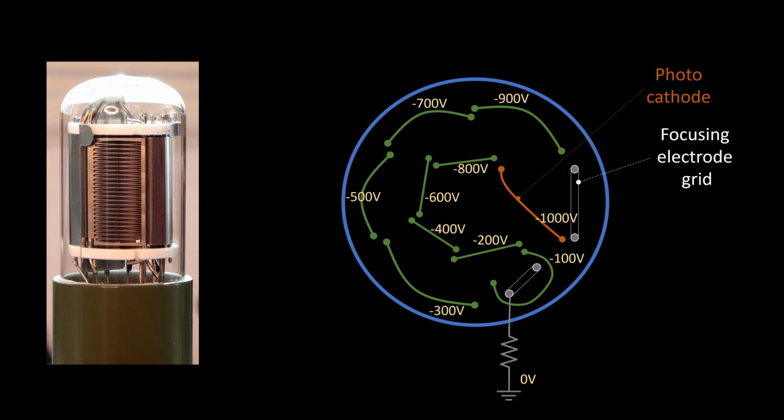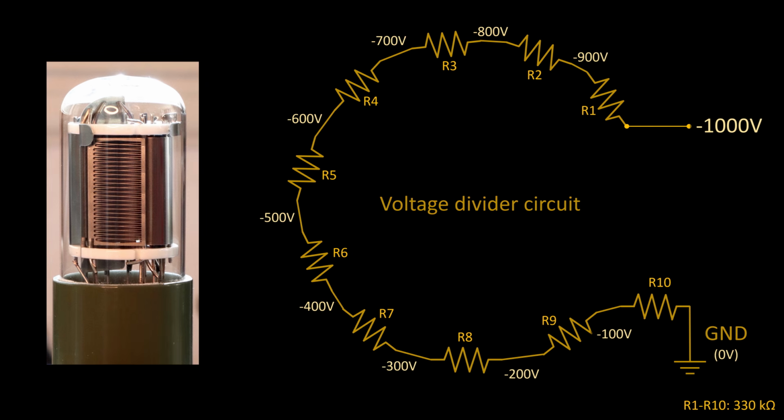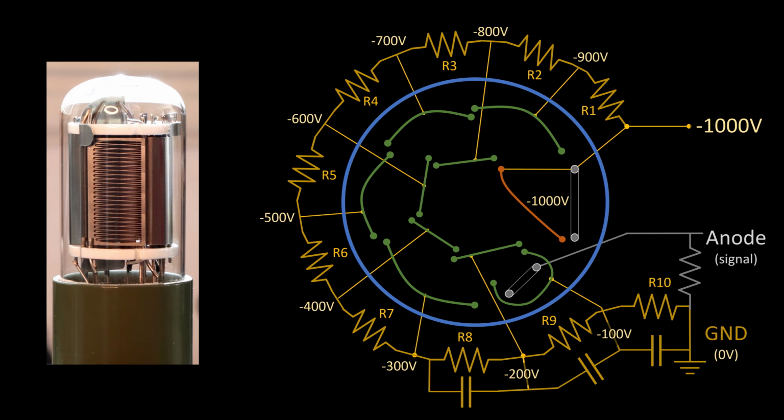But we can generate these voltages relatively easily by using what is called a voltage divider circuit. So we start with a minus 1000 volts and 0 volts and use a set of 10 identical resistors to gradually bring down the voltage level in steps of 100 volts. And we then connect these intermediate voltages to the pins of the respective diodes.